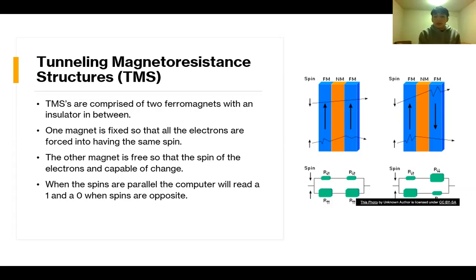And whenever they are opposing each other, it's going to actually block the electrons' path and stop them from going through, and it's going to have this change in charge, which the computer itself is going to be able to read and determine whether it's parallel or opposite, and inevitably do the same thing as it did with capacitors and assign a bunch of zeros and ones, just using these TMSs rather than capacitors, and it's going to be using spin rather than charge.